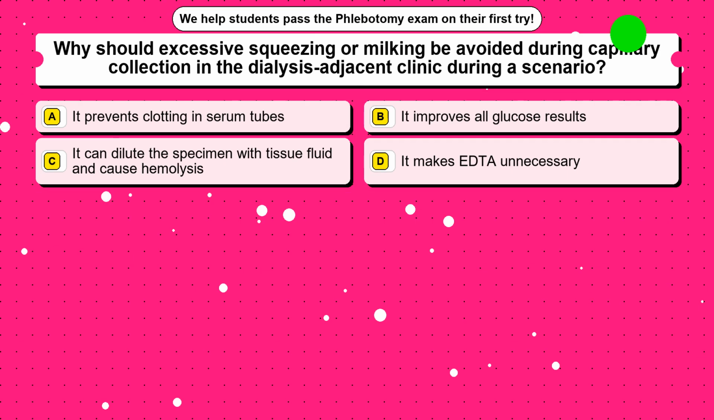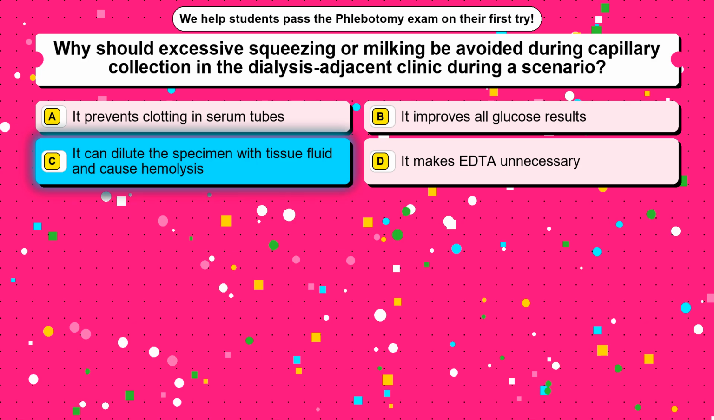Question 84. Why should excessive squeezing or milking be avoided during capillary collection in the dialysis-adjacent clinic during a scenario? Option A. It prevents clotting in serum tubes. Option B. It improves all glucose results. Option C. It can dilute the specimen with tissue fluid and cause hemolysis. Option D. It makes EDTA unnecessary.